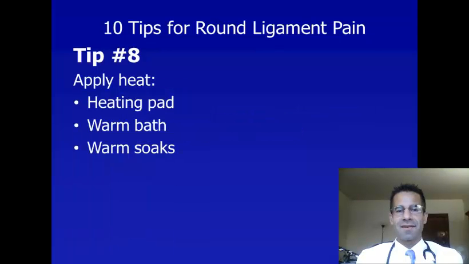Tip number 8 is to apply heat. Heat is a very effective and harmless way of helping your pain when you're having round ligament pain. You can use a heating pad on a low setting. You can take a warm bath, or you can wet some washcloths with warm water and put them where you're having the pain.